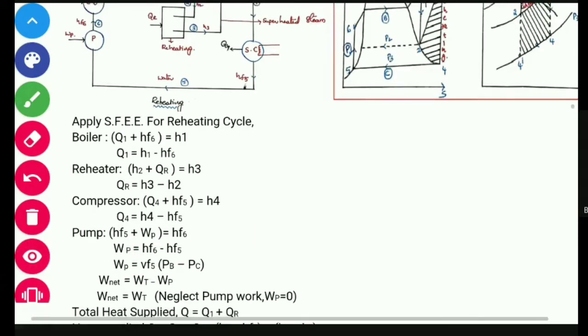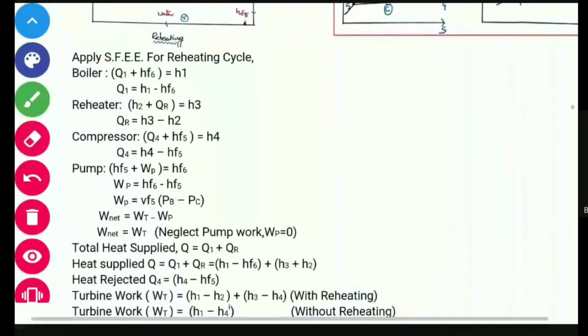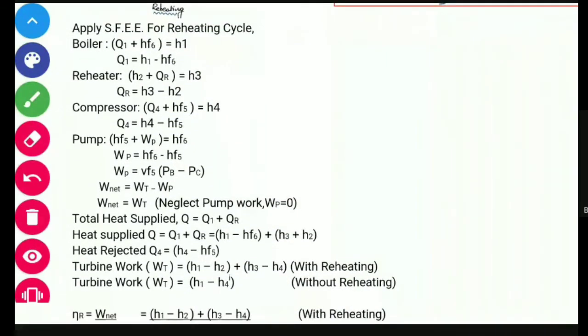So finally you have to find out the network done. That is the formula. What is the network done? Turbine work minus pump work. As you know, turbine work is very high, pump work is very less.